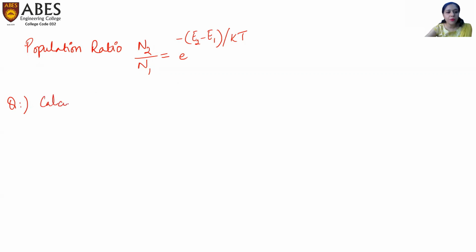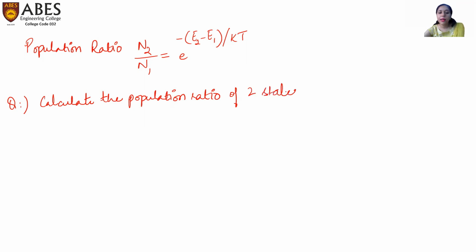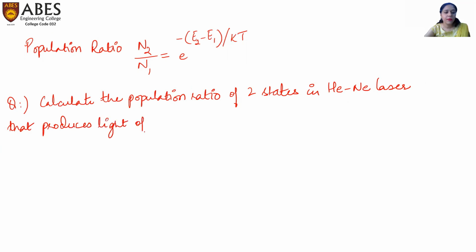Calculate the population ratio, that is N2 by N1, of two states in a helium neon laser that produces light of wavelength 6,000 angstrom at a temperature of 300 Kelvin.